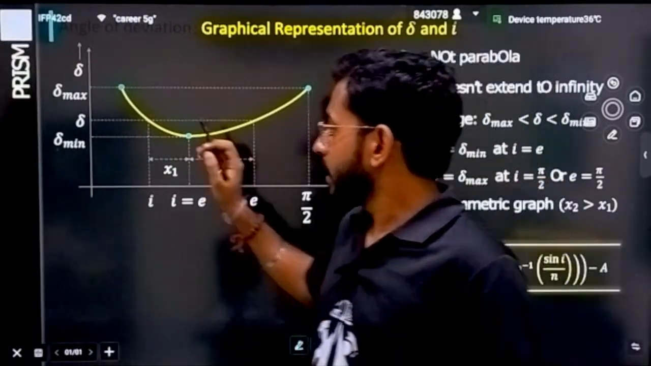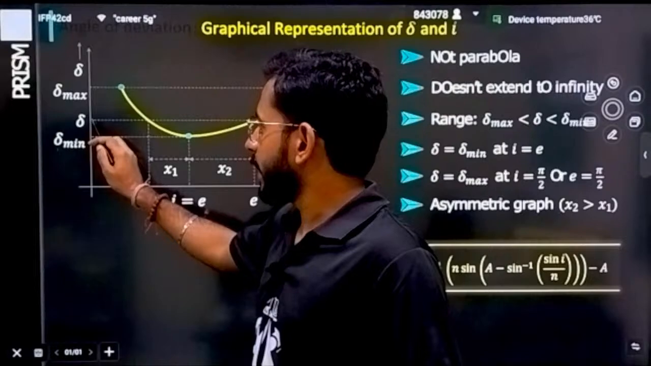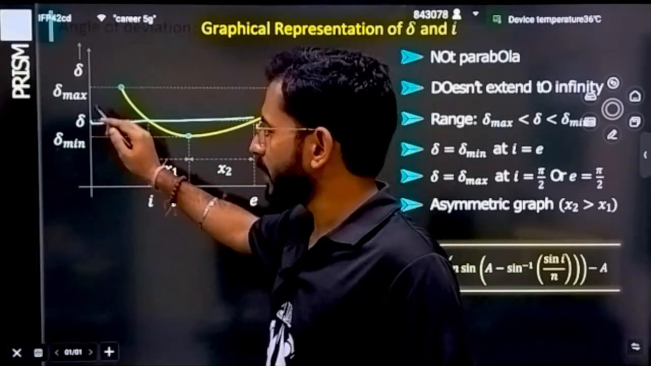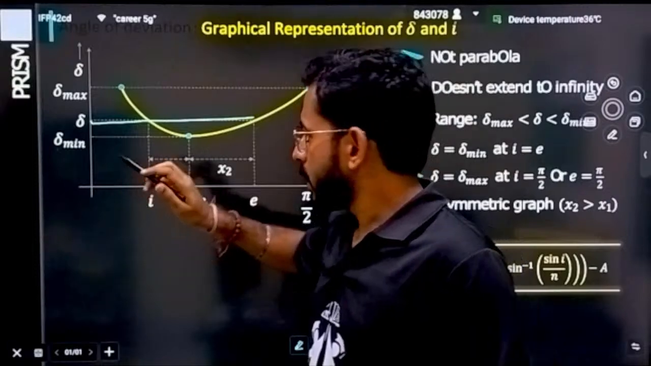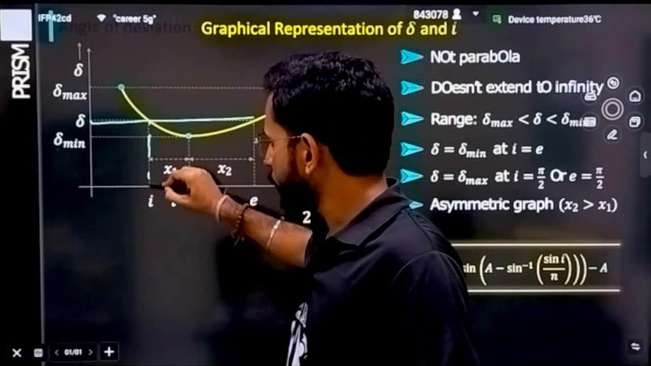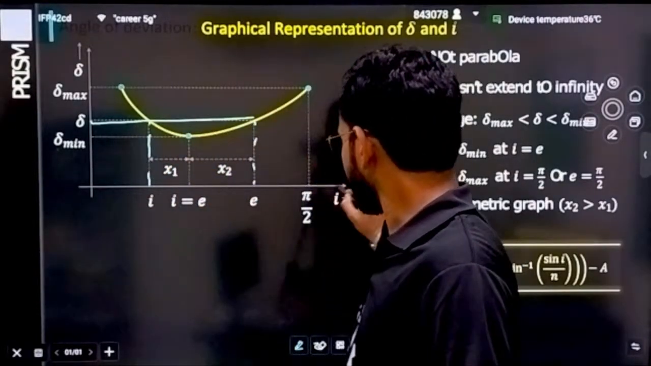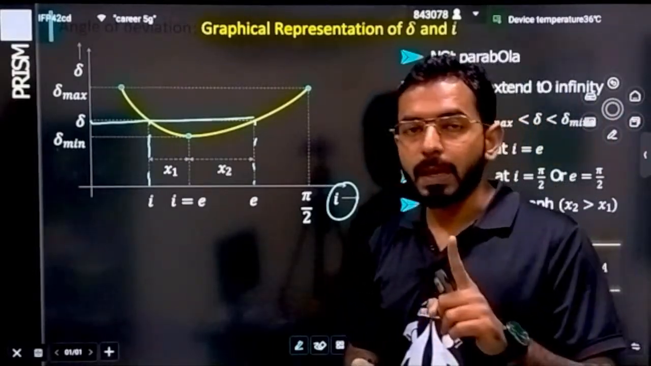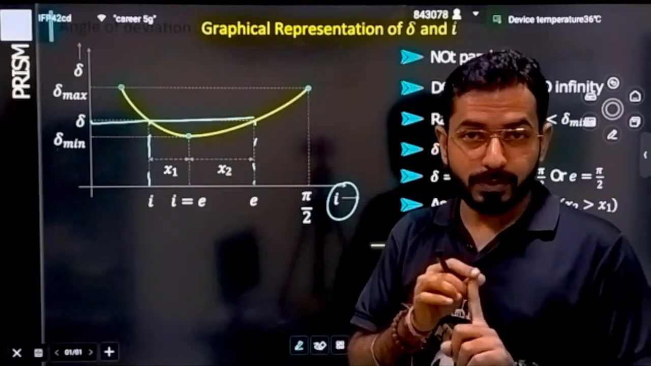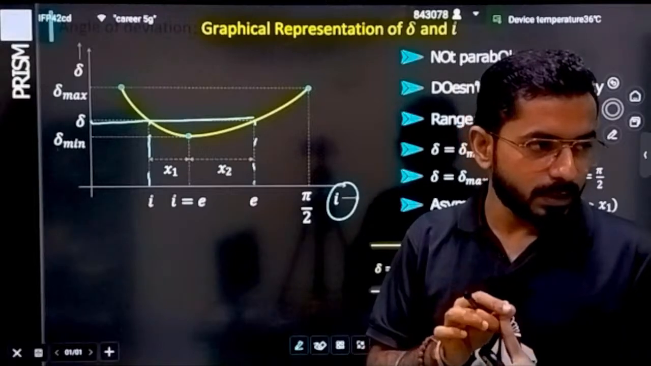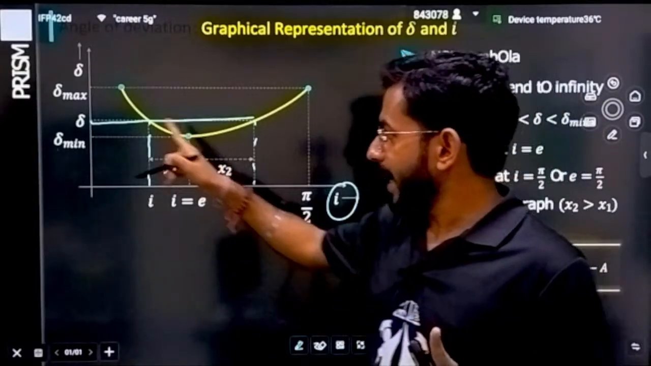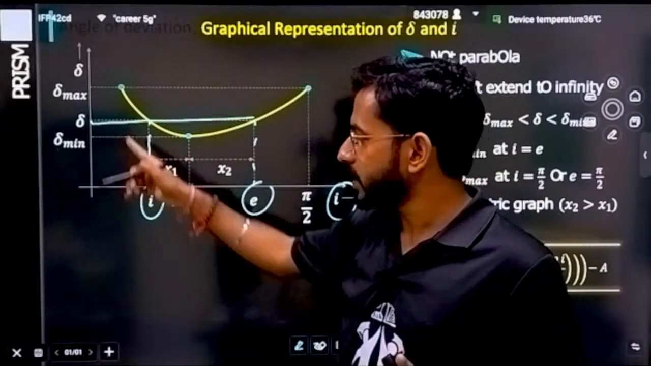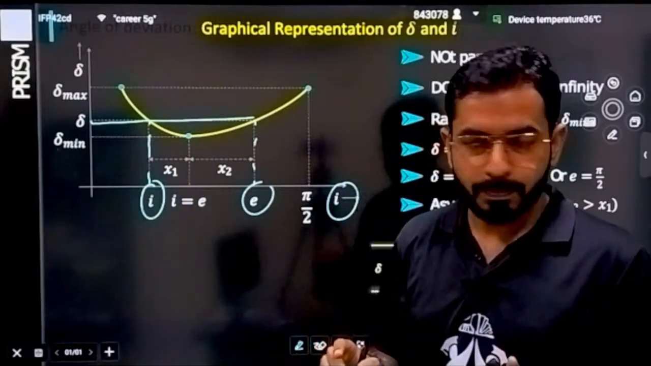See, the first thing you have to understand: for any angle of deviation, when you draw a line, let's suppose this angle of deviation is, for a moment, 30 degrees. For that deviation, can you say you have two angles of incidence? Because this curve is for angle of incidence. This is the first very important point. You must always remember it, you cannot forget these points. What is the first point, student? For any deviation, you will always have two angles of incidence.